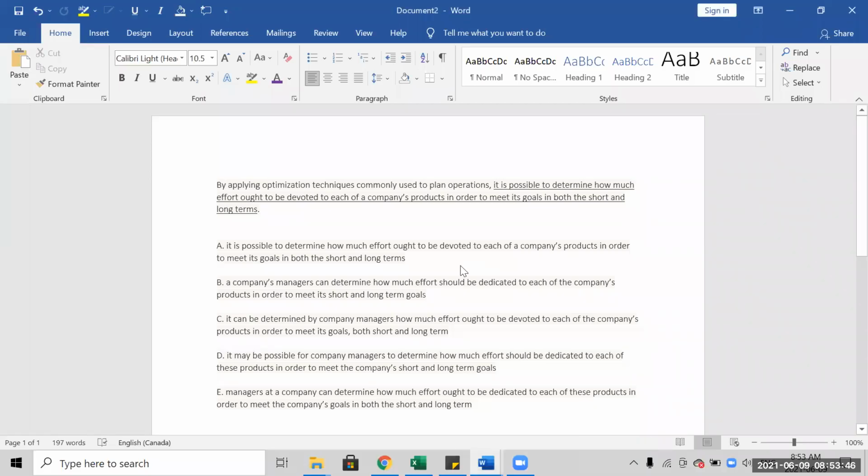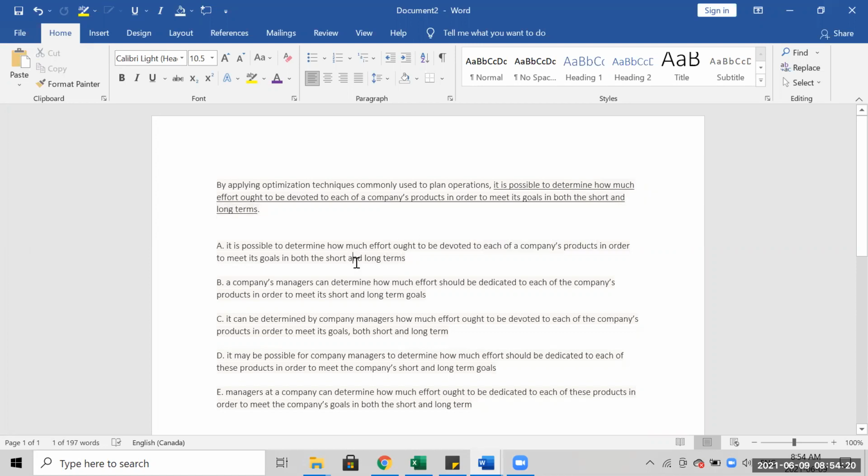Okay, so this is from Manhattan Prep. By applying optimization techniques commonly used to plan operations, it is possible to determine how much effort ought to be devoted to each of a company's products in order to meet its goals in both the short and long term, in both X and Y.